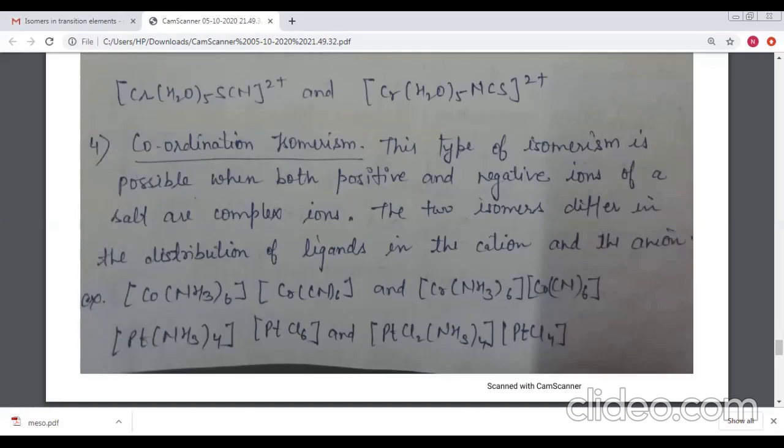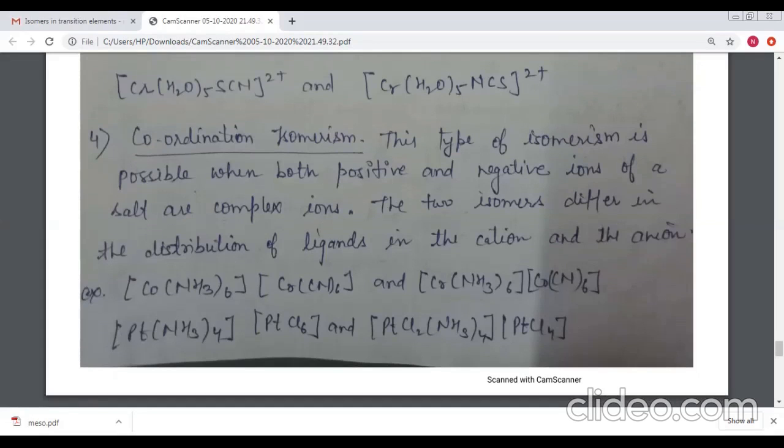We can see here the cobalt with the ammonia, the chromium with the cyanide, and in the other type we can see the exchange of the ligand. It means here the chromium with the ammonia and the cobalt with the cyanide. So this type of isomerism is called coordination isomerism. Now the next type of isomers is called coordination position isomerism. This is due to the difference in the distribution of ligands in two coordination centers.